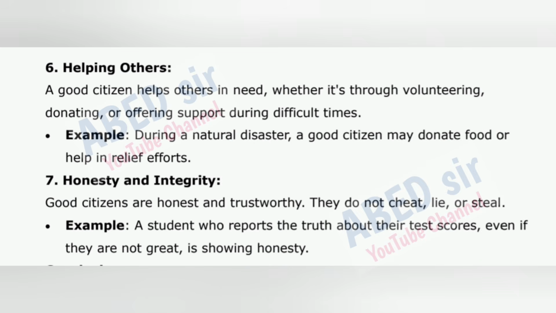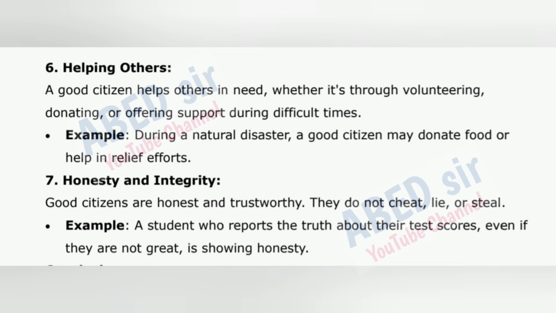6. Helping others. A good citizen helps others in need, whether it's through volunteering, donating, or offering support during difficult times. Example, during a natural disaster, a good citizen may donate food or help in relief efforts.